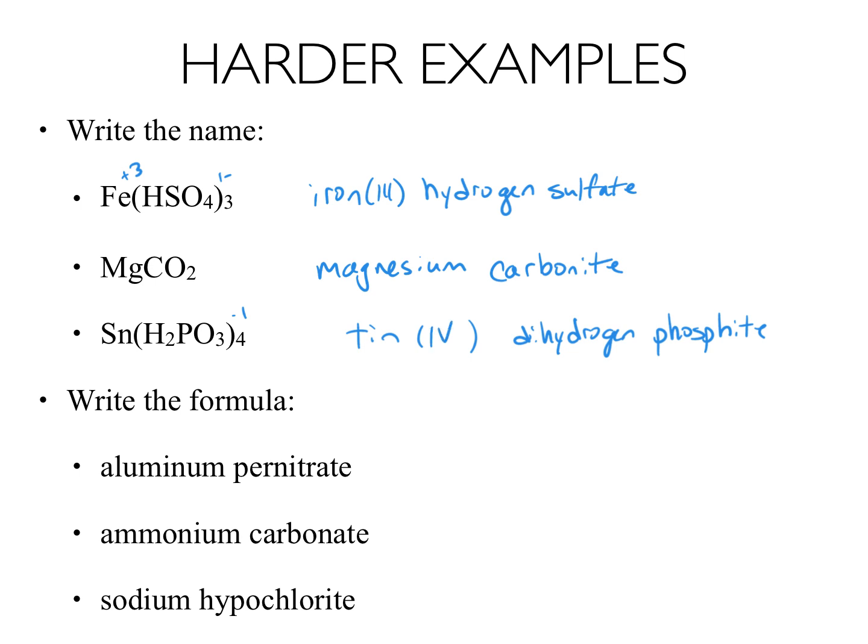Down here in these examples where we're writing the formulas, we need to, just like we did before, make sure that we have the correct charges before we can balance the charges to figure out the correct combination of cations and anions to make the ionic compounds. So aluminum here is a +3 charge, and pernitrate is NO4 with a 1-. And so when you put that together, you need 3 of the pernitrates for every 1 aluminum, so it's Al(NO4)3.